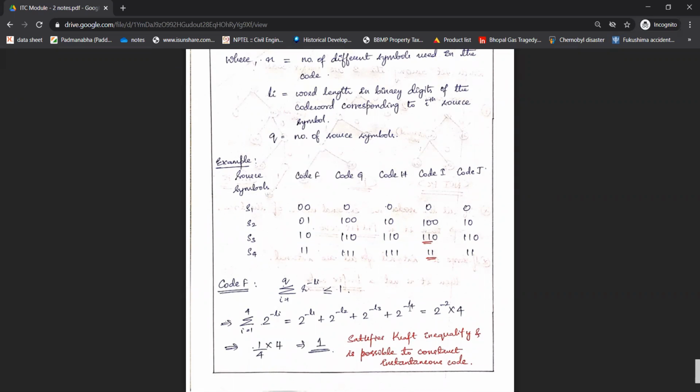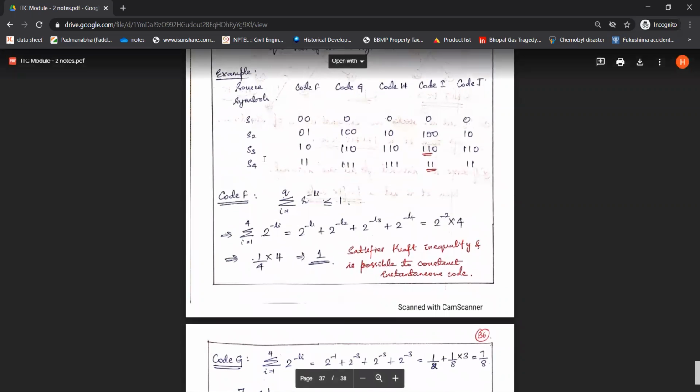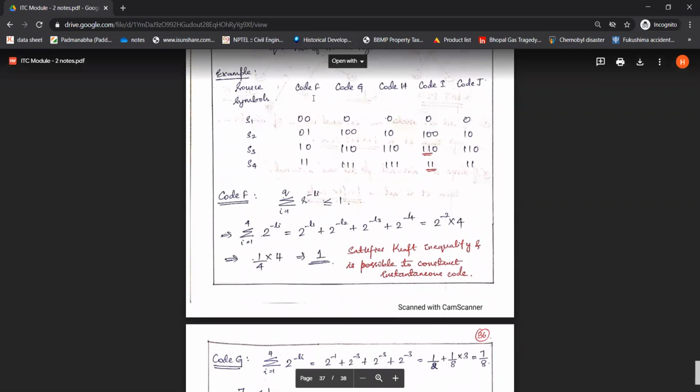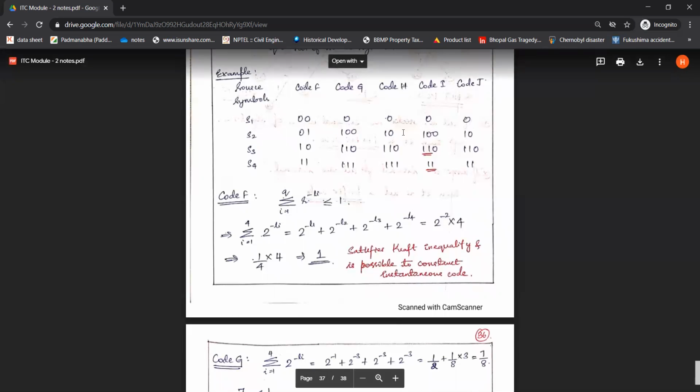This is the example that we'll be considering for our study. The four source symbols are S1, S2, S3, and S4. And we'll be considering five different sets of codes, F, G, H, I, and J, which are the names given to the sets of codes: code F, code G, code H, code I, and code J. The corresponding code words for S1, S2, S3, S4 under various code sets are as shown over here.